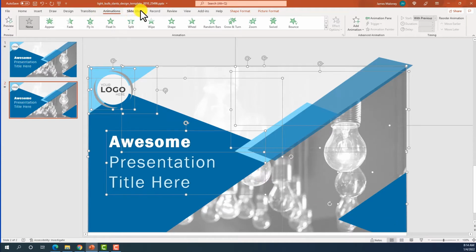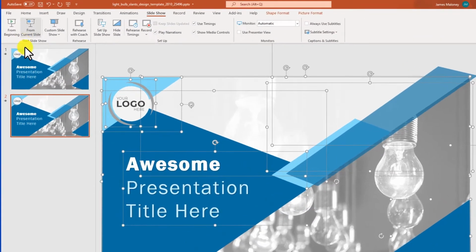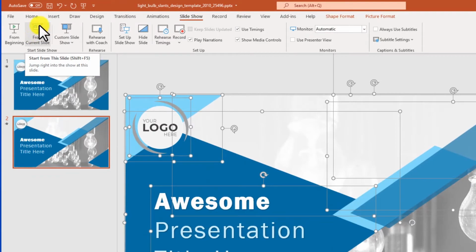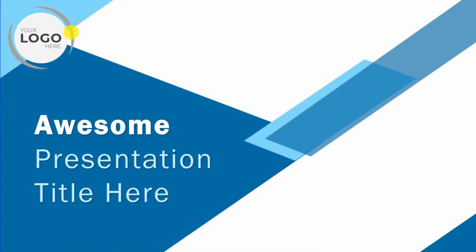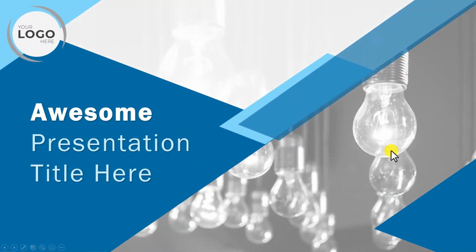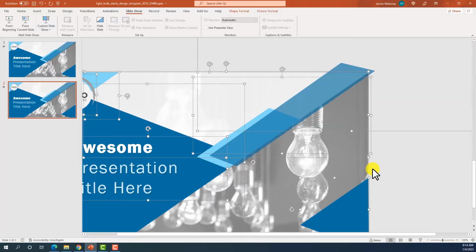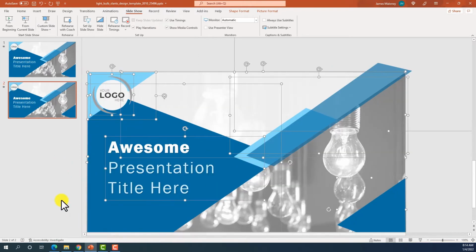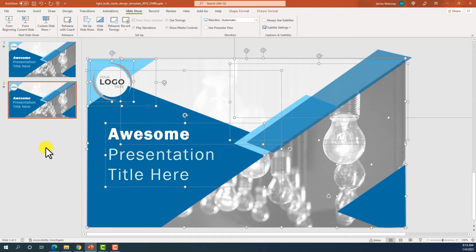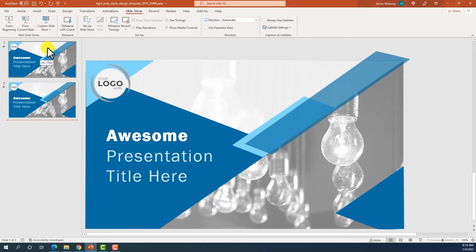So if I go to Slideshow and click Play from Current Slide, you'll see that there's no animation except for this background image, which is not actually in the normal view of PowerPoint. It's in the Slide Master. So we're just going to leave that for now just to save time on this tutorial. And okay, let's get started.